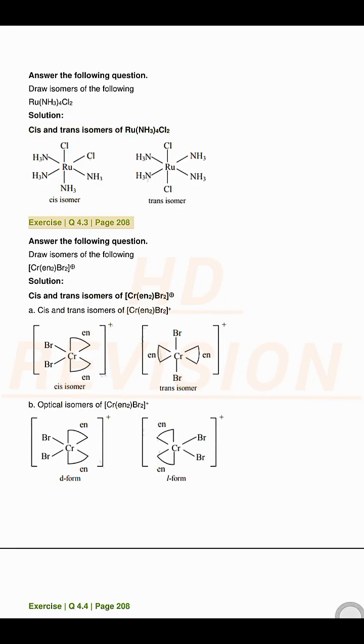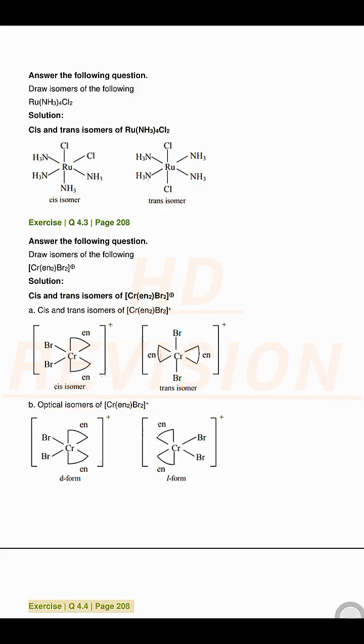Exercise Q 4.3, page 208. Answer the following question. Draw isomers of the following: [CrN2 (bridge) 2]+. Solution. A. Cis and trans isomers of [CrN2 (bridge) 2]+. B. Optical isomers of [CrN2 (bridge) 2]+.